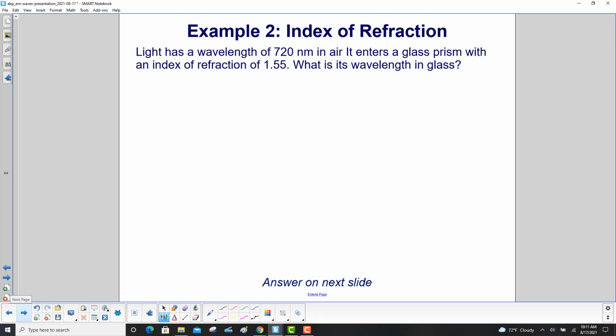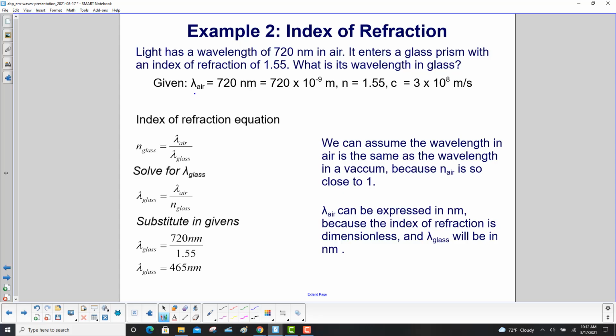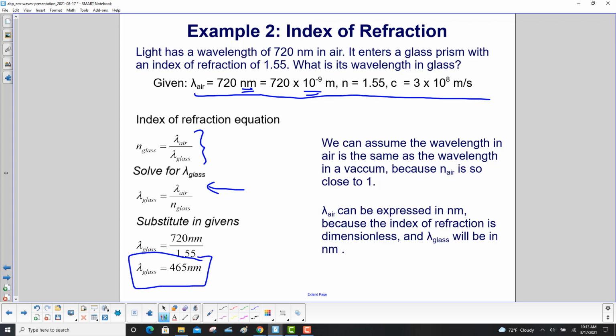Light has a wavelength of 720 nanometers in air. It enters a glass prism with an index of refraction of 1.55. What is its wavelength in glass? We list the givens up here. We convert nanometers to meters, although you're going to see we actually didn't have to do that this time. But let's go on with the problem. The index of refraction equation is N glass is equal to lambda air over lambda glass. So we solve that for lambda glass by multiplying both sides by lambda glass and then dividing through by N glass. Substitute in the givens, and we get a wavelength of 465 nanometers.